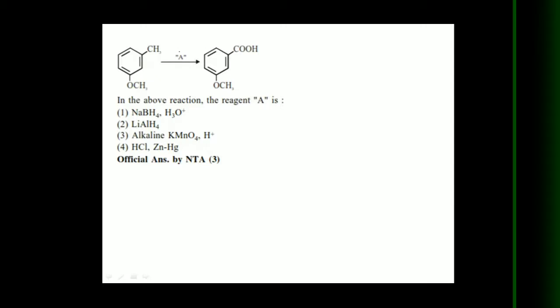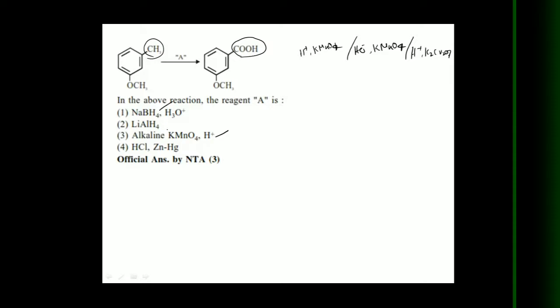Next, see this one. Here this methyl is converted to COOH. From the NCERT textbook information, you can easily answer this question. In this case, alkaline KMnO4 followed by acid workup. Generally, alkyl groups are oxidized to the COOH by heating with acidified KMnO4, or heating with alkaline KMnO4, or heating with acidified potassium dichromate K2Cr2O7. So here the CH3 group is converted to COOH.